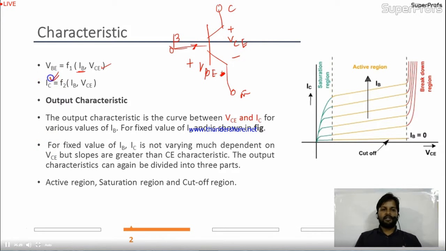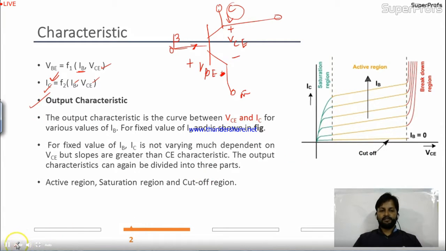And if we talk about the IC, this is the output current, right? Because you are taking output at the collector junction. So definitely it will be your output. Okay. And this collector output current IC is a function of IB and VCE. Okay. So output characteristics of CE is given over here.